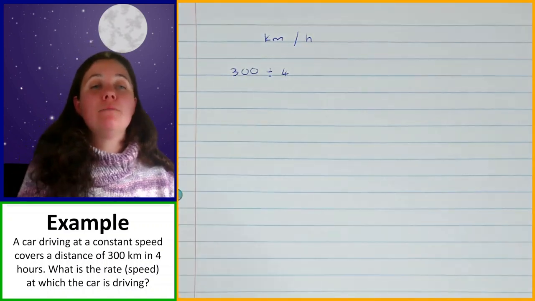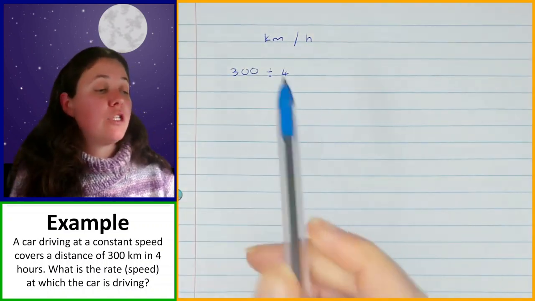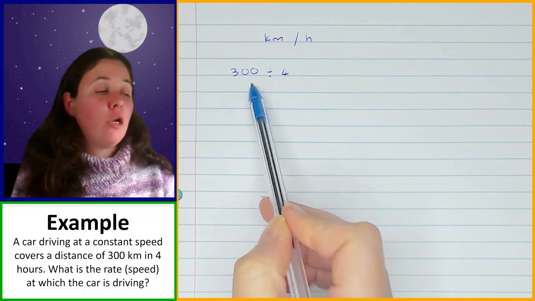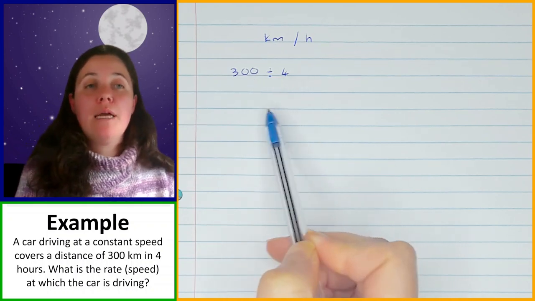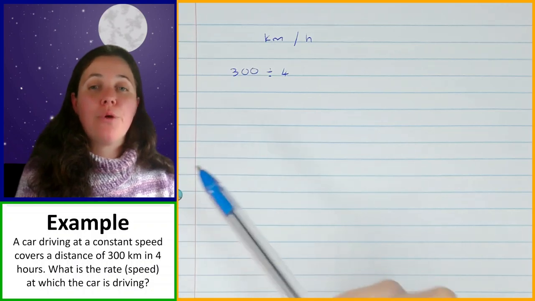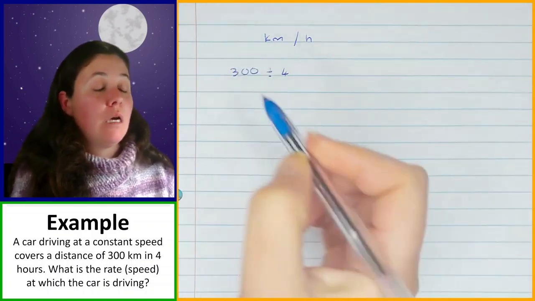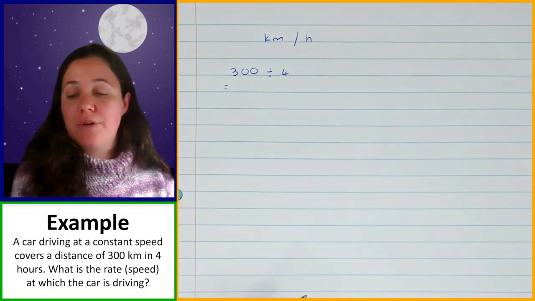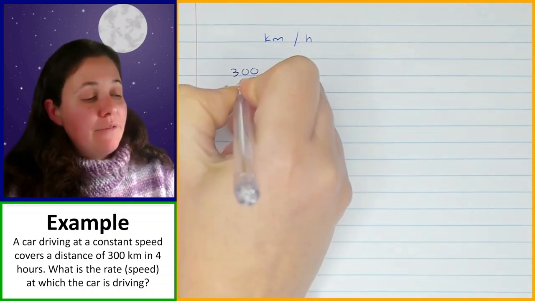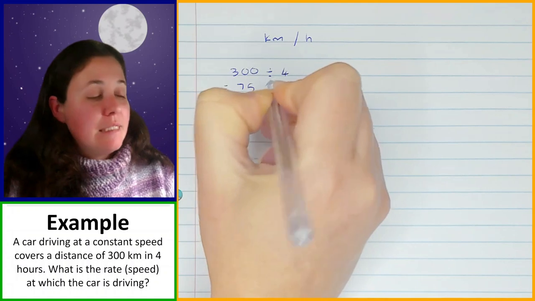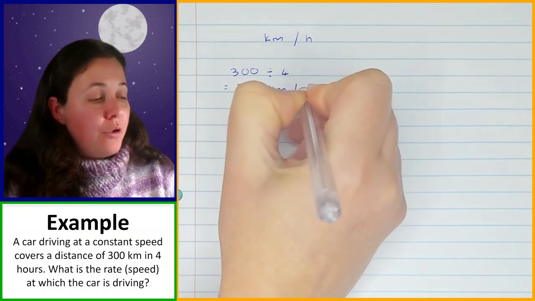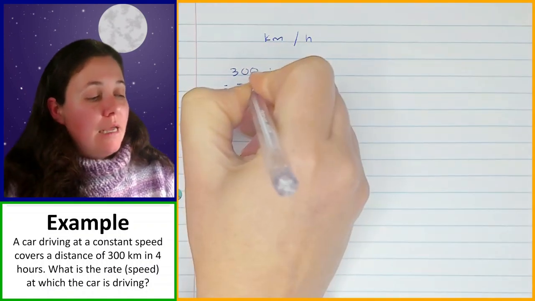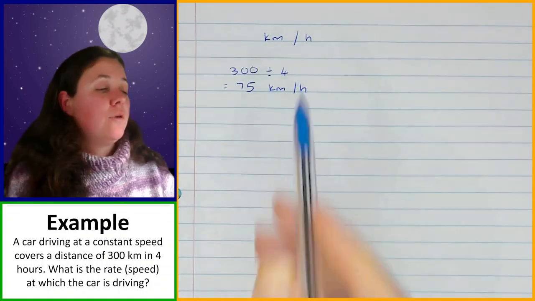And when we simplify this, we want to get it so that this is 1 hour. So that'll tell us how many kilometers we go in 1 hour, and that will then be our kilometers per hour rate. So we're going to say 300 divided by 4, that gives you 75, and then you can say kilometers per hour. Okay, so that is how we work out and express a rate.